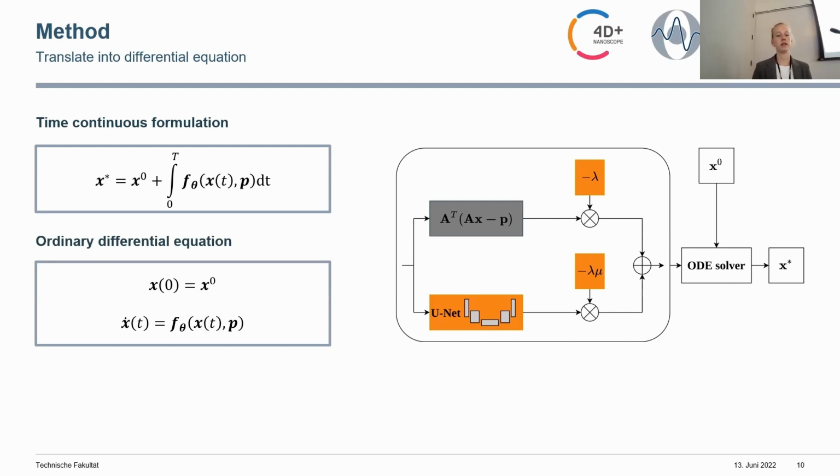And now this equation with the integral in it is essentially nothing else than the solution to the following ordinary differential equation, where all we know about our reconstructed volume, which is now simply a function of this continuous variable t, is some initial condition, so some x0, and we know its temporal derivative being parameterized by this network. So if we now take this and translate it into a neural network architecture, we end up with what you can see here on the right.